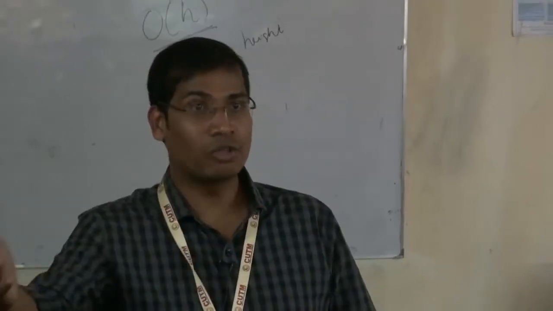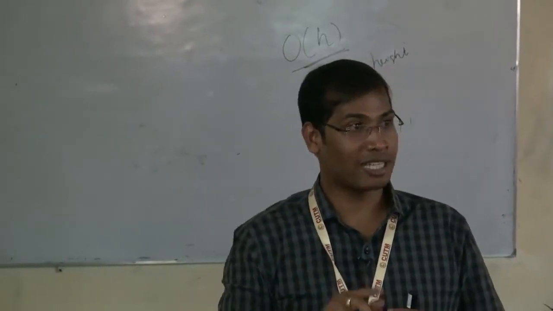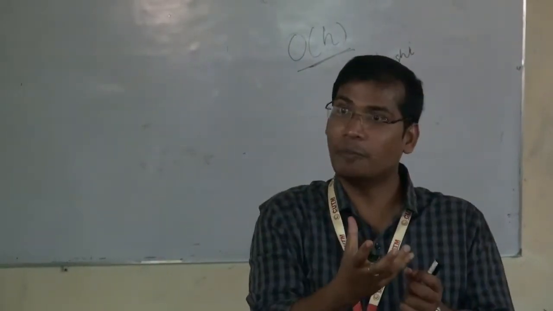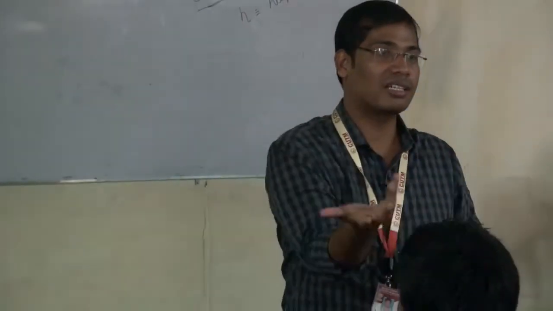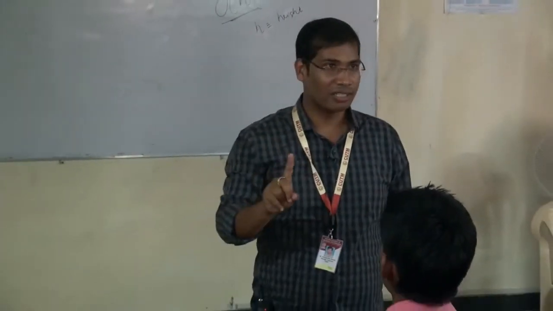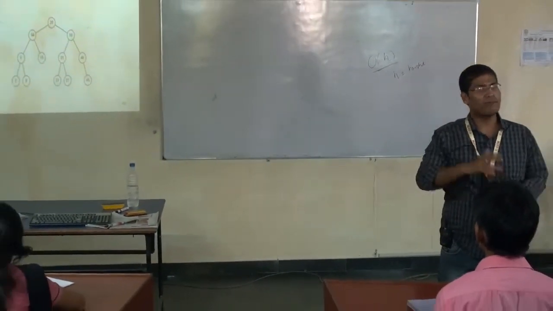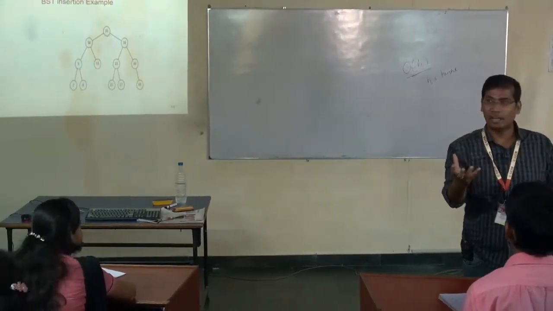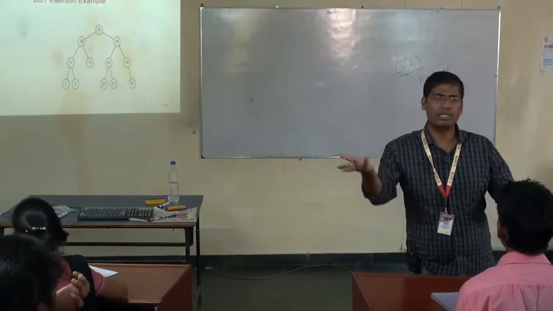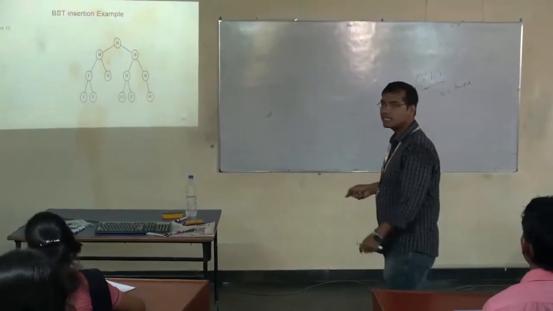Agree? Find 12, assuming 12 is present. If at the expected position null is present, insert 12 over there. Agree or not? So if I insert 48, again I will start with the root, find the expected position of 48, and if my expected position is null, do the insert. Easy? Yes. So insertion is also very easy.